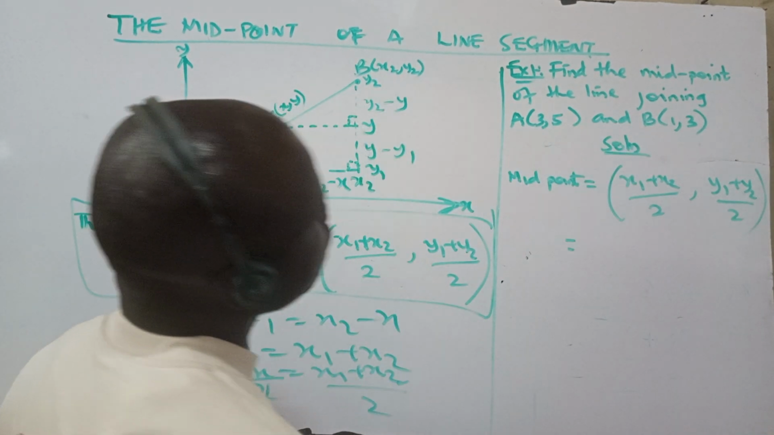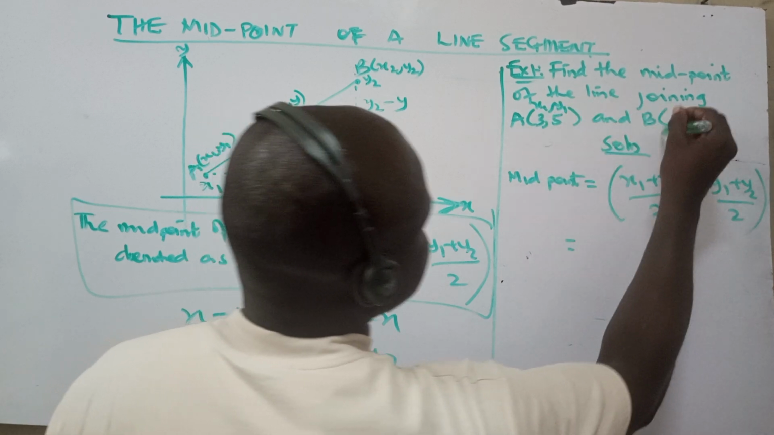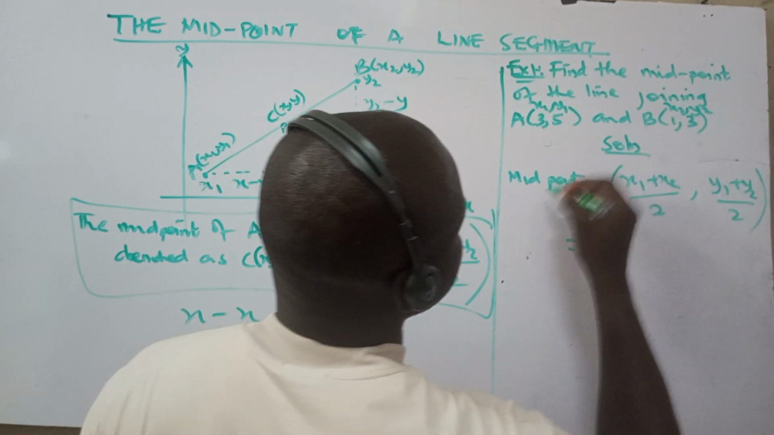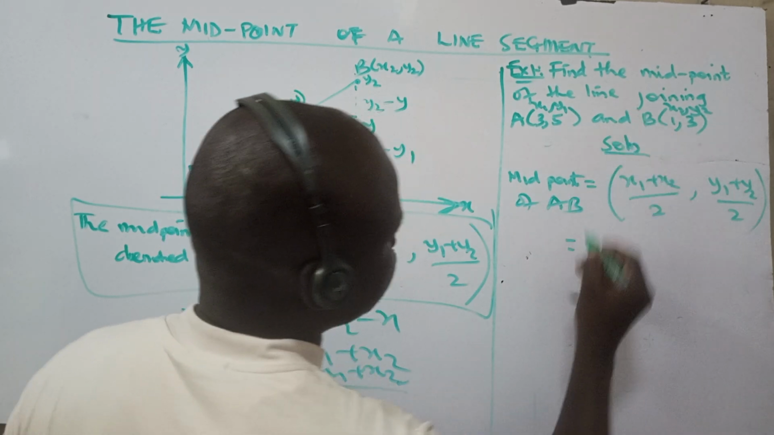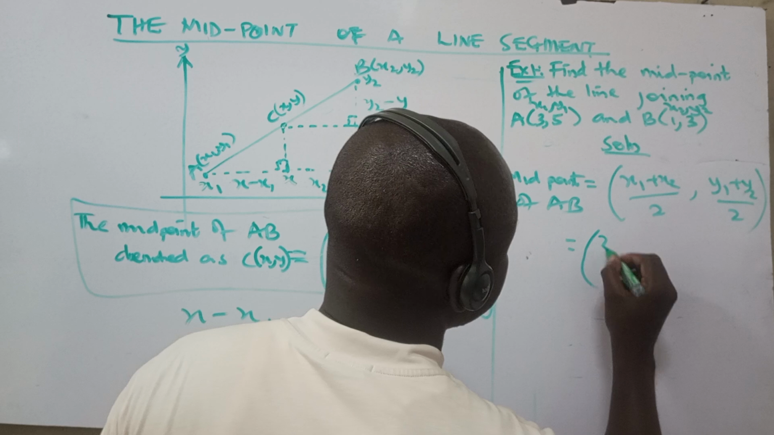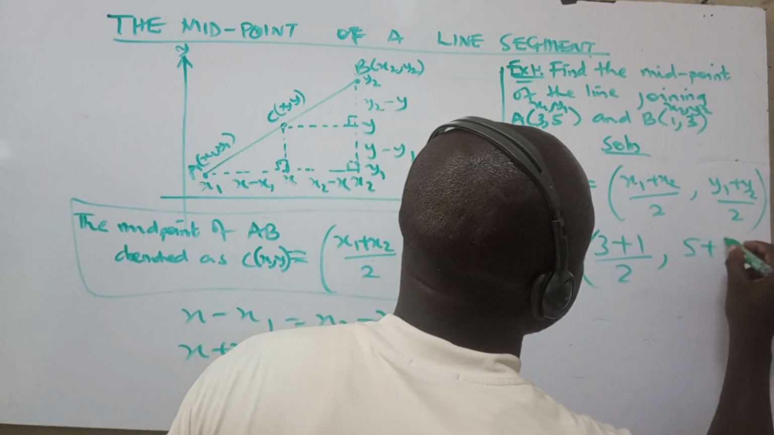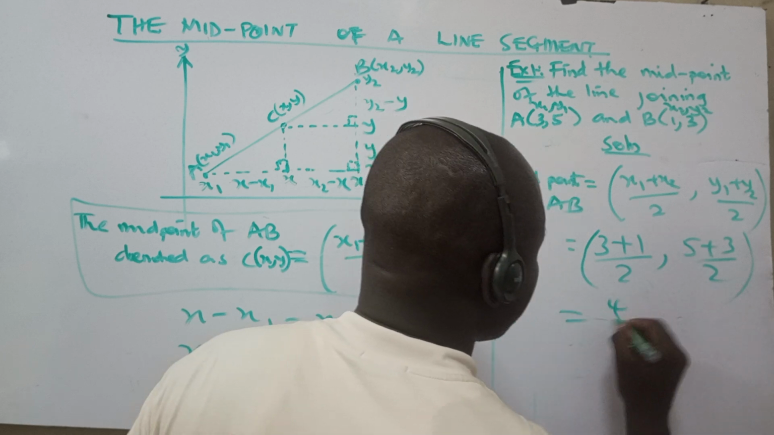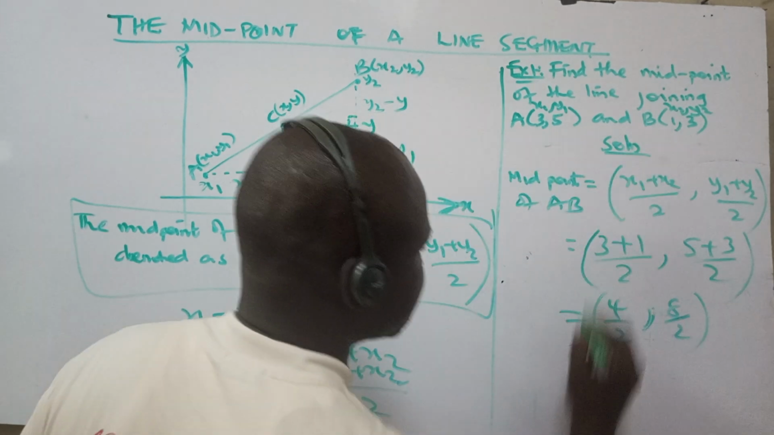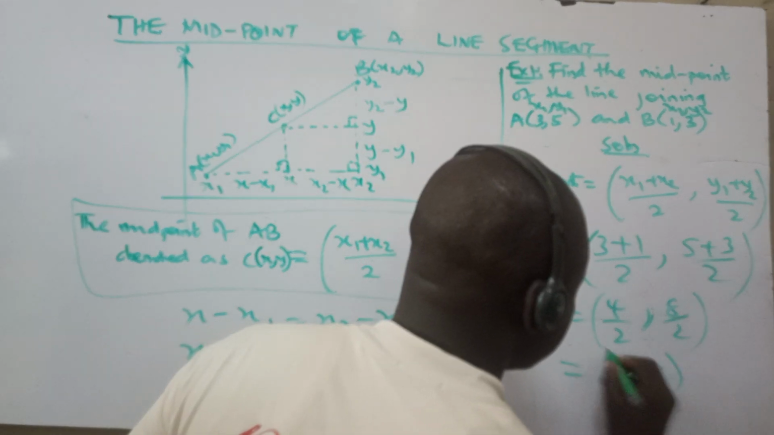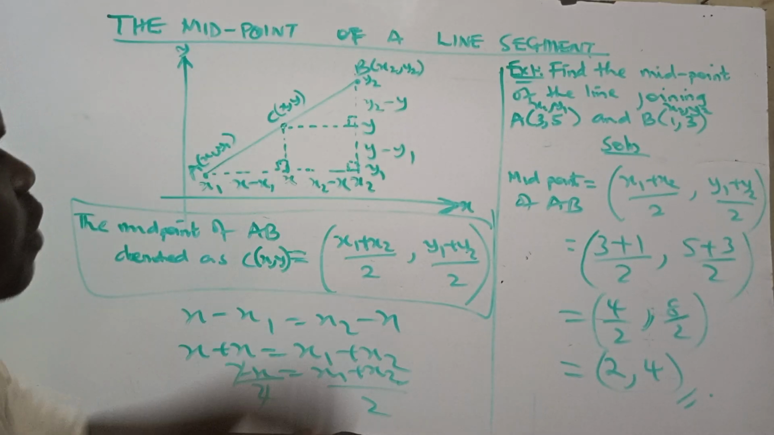So let's see an example where we are finding the midpoint of the line segment. A, this is X1, Y1. Then here is X2, Y2. So the midpoint of AB in this example will now be X1 is 3, X2 is 1, 3 plus 1 all over 2, comma, Y1 is 5 plus 3 all over 2. So we are going to have 4 all over 2, comma, 8 all over 2. So the midpoint of this AB will now be 2, comma 4. So this is the midpoint of A and B.